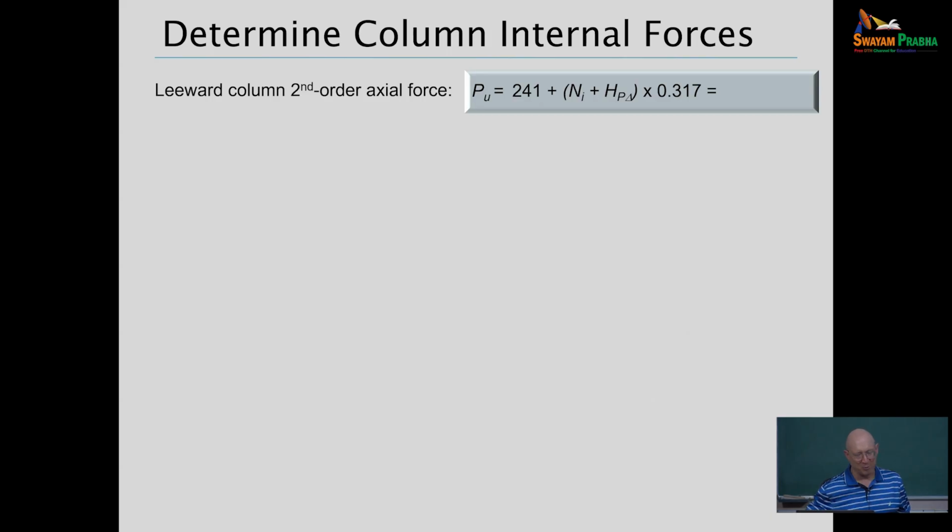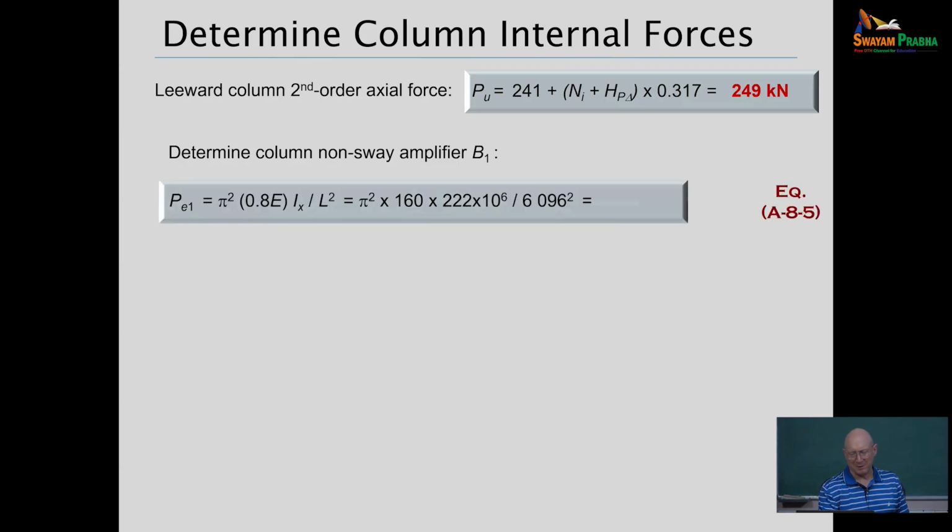0.317 is the axial force for a unit lateral load, if we go back to the previous slide. And so my overturning effects and the second order effects are basically increasing my axial compression in the leeward column by about 8 kilonewtons to 249 kilonewtons. Generally, we need to check a non-sway amplifier here. So if we do that, again, this is part of the analysis, so I use a reduced stiffness here as well. So you see the 0.8E here in this equation.